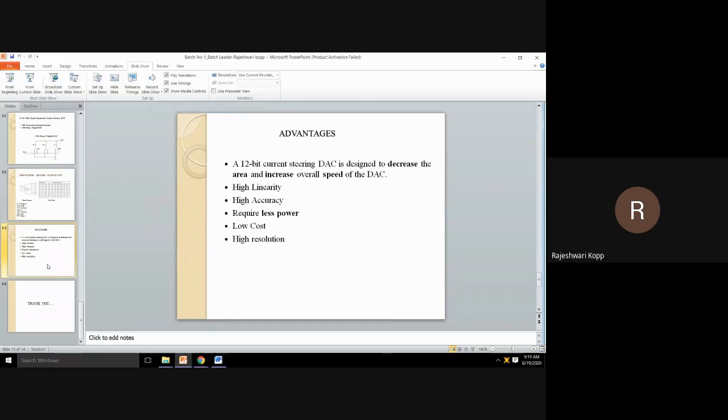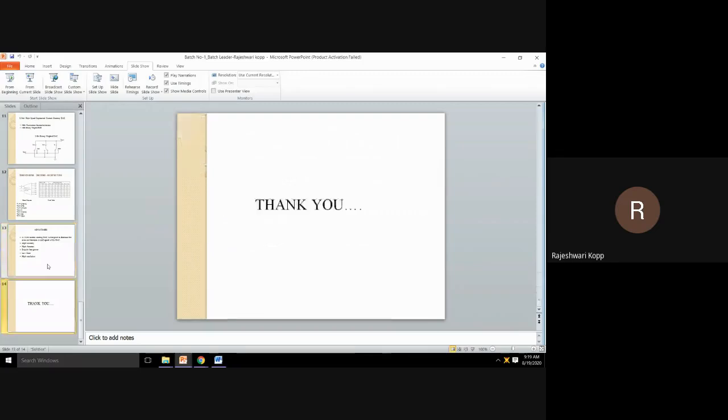This architecture gives the most optimized results, and it gives accurate speed, and also it is of low cost and high resolution. The DAC which we have designed uses less power and is highly accurate in nature. Hence this DAC which we have designed in the Cadence tool is highly advantageous. By this I will conclude my presentation, sir. Thank you, sir.